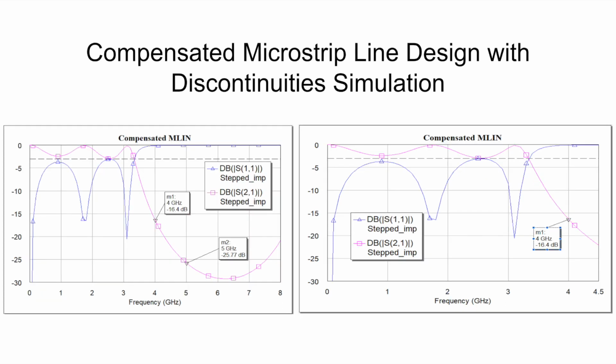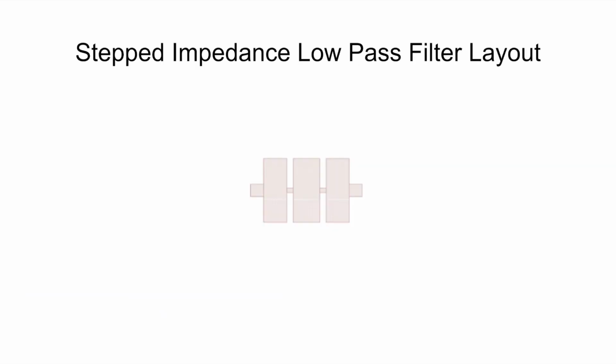After compensating for the discontinuities, the defined ripple in the passband came back, but the cutoff frequency still remained at around 3.3 GHz. Here's a look at the stepped impedance low-pass filter layout that was made on Microwave Office. We exported this layout and began the fabrication process. Jordan will now explain how we built the filter.